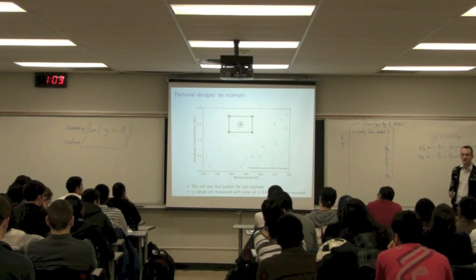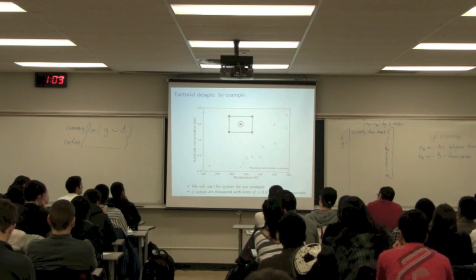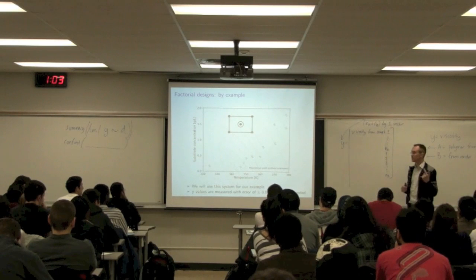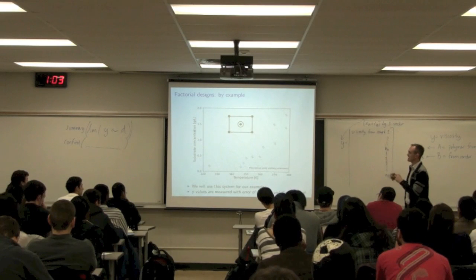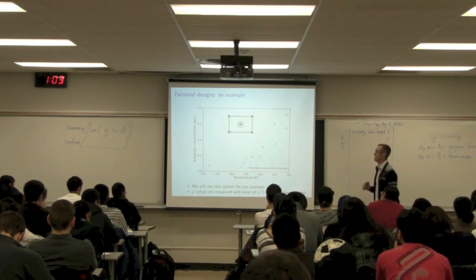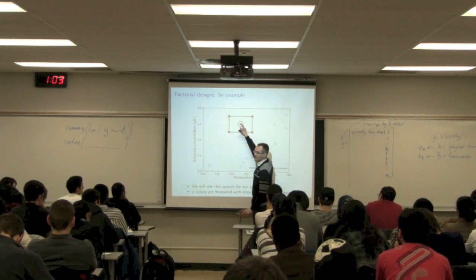And this is how it looks geometrically. Emily drew a cube on the board during her talk, a three-dimensional cube, because she had three factors, three variables. Let's just take a look at a simpler case. We'll get to the three-factor case in the next class or so. For the two-factor case, we have our center point. This is my baseline.